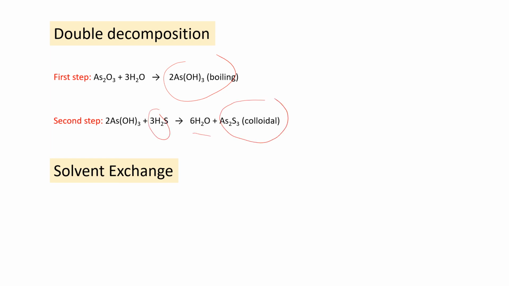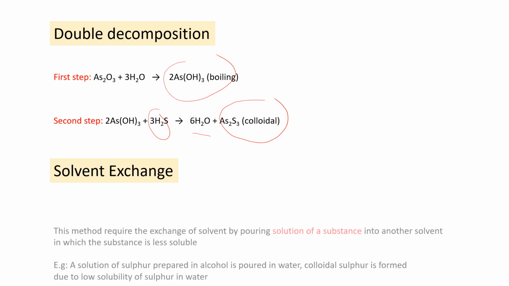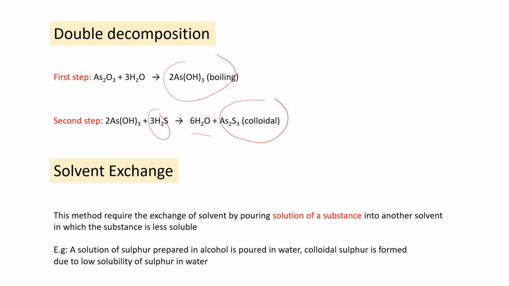For solvent exchange, this method requires exchanging the solvent by pouring a solution of a substance into another solvent in which the substance is less soluble. For example, a solution of sulfur prepared in alcohol is poured into water, and then colloidal sulfur is formed due to the low solubility of sulfur in water. Sulfur in this case is the substance.